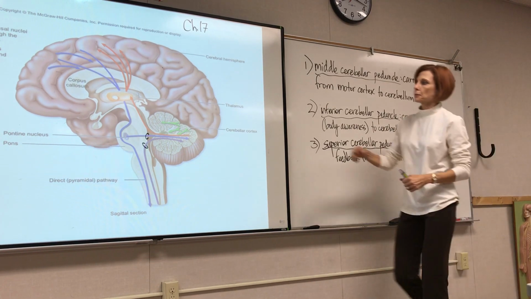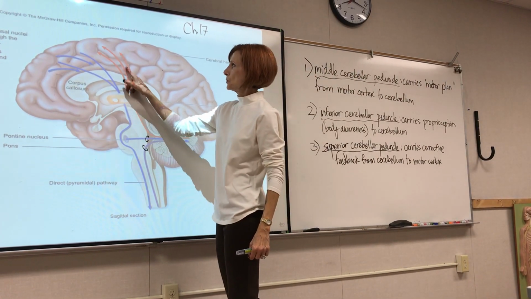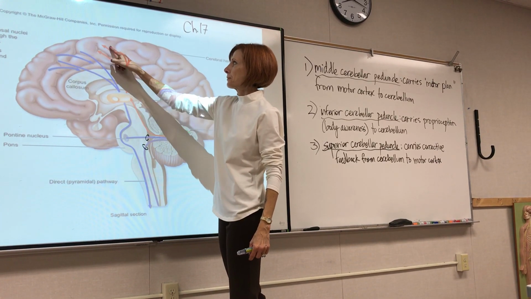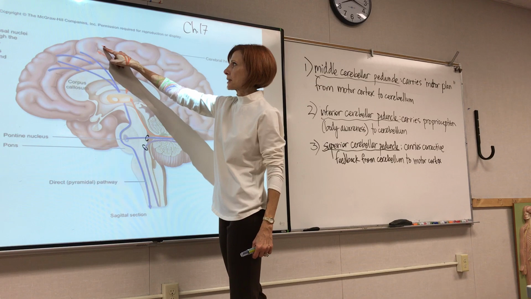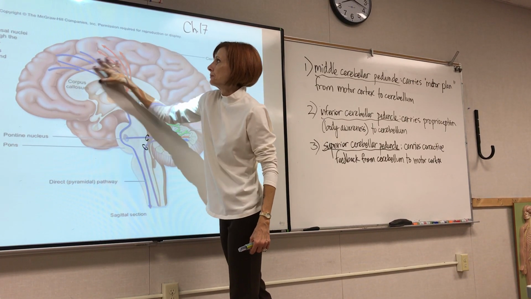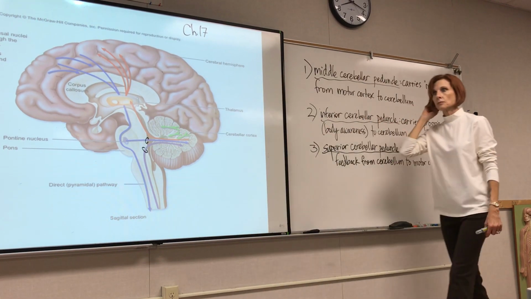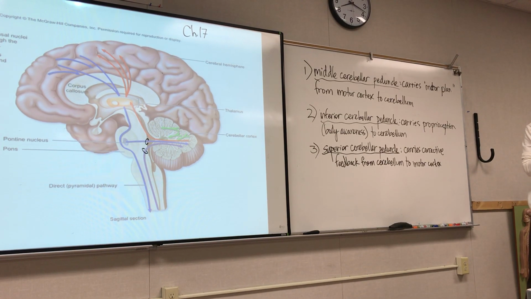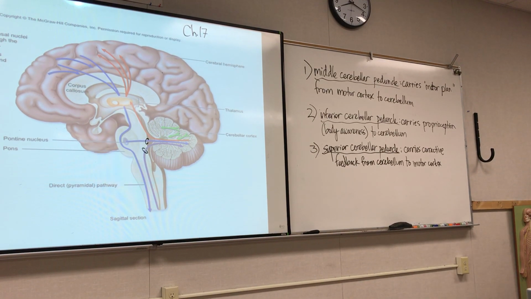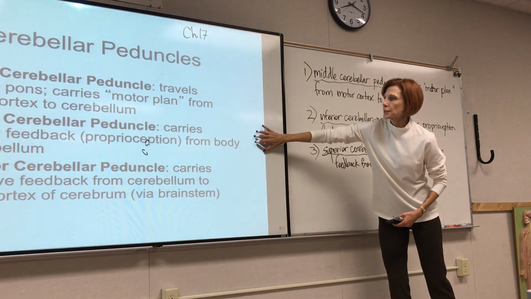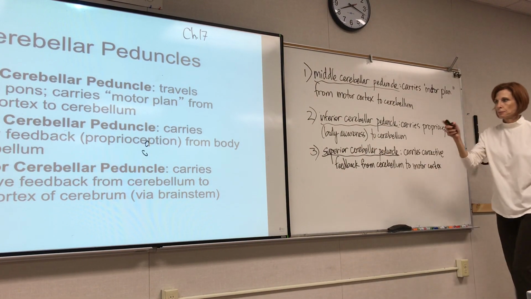And you can see that information going back up to the cortex. This is the superior cerebellar peduncle carrying the corrective feedback back up to the cortex. Okay, remember the motor cortex is up in here. Any questions on any of that? I wrote pretty much the same thing here, so it's in the PowerPoint.